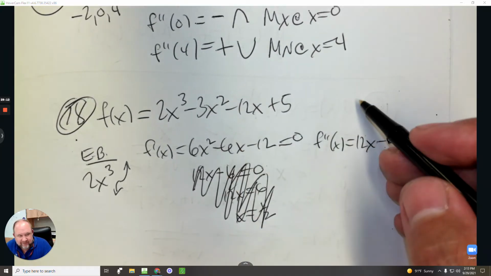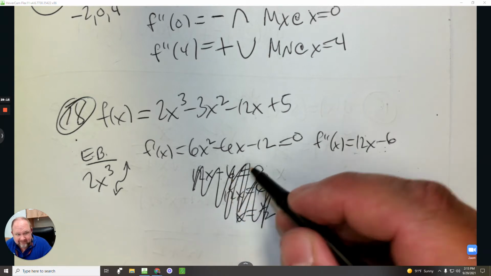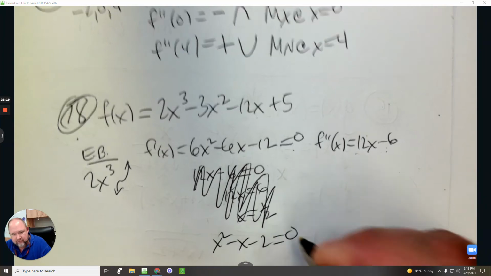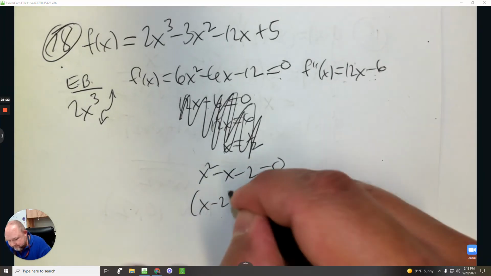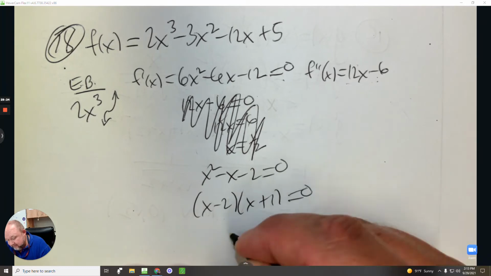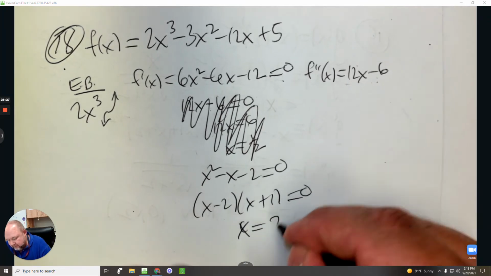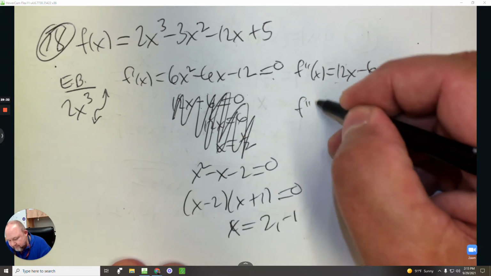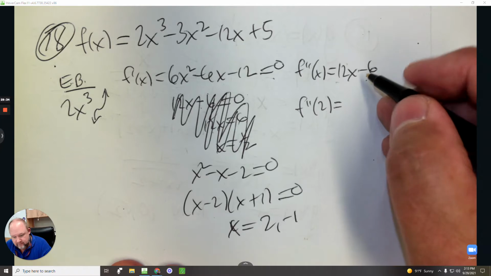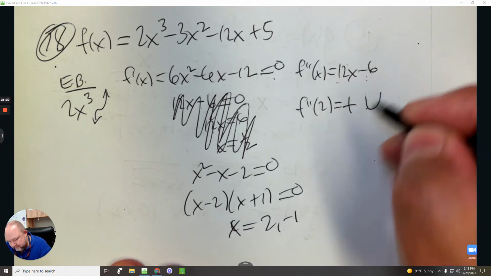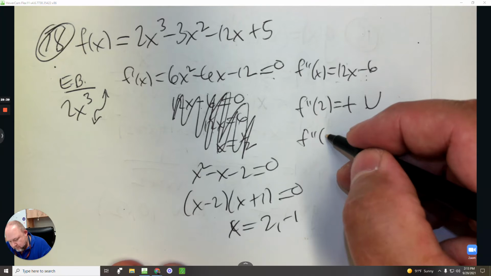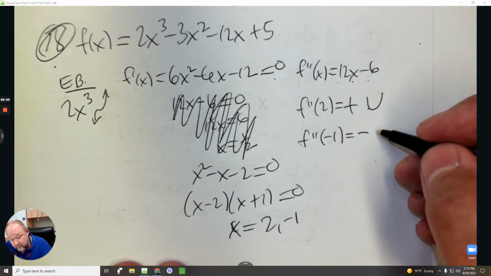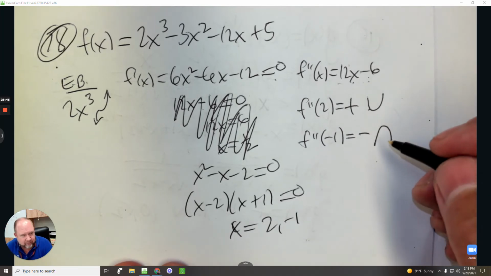So I want to solve this. This is good. This solving was bad. Divide everything by 6, and you have x squared minus x minus 2. Factor it and solve it. So our critical numbers are positive 2 and negative 1. If I plug them into the second derivative, this is a minimum, and negative 1 gives you a concave down, which is a maximum.